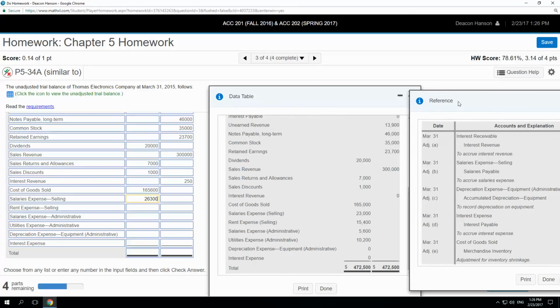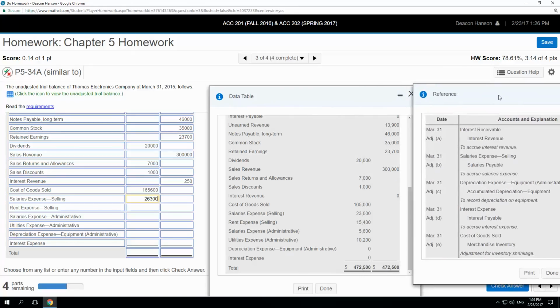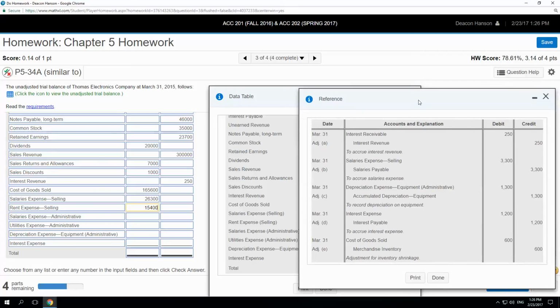Rent expense selling. We didn't do anything with rent expense. So I can pull the number over from the unadjusted trial balance. Salaries expense administrative. Nothing there.